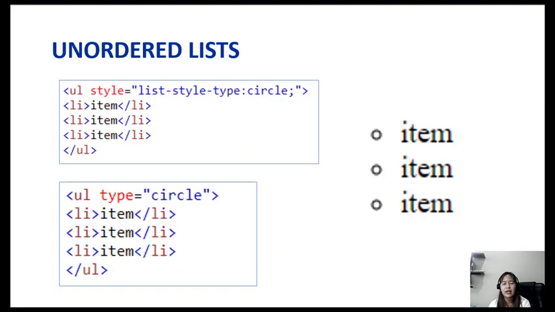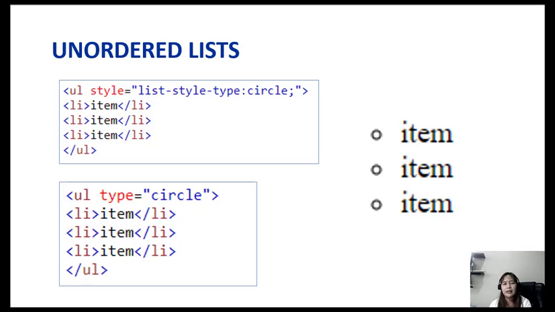So let's first try to change the design of your unordered list. If you don't want to use the default setting, you actually have two options here. And now please take note that the style attribute here is already an introductory lesson to your CSS.